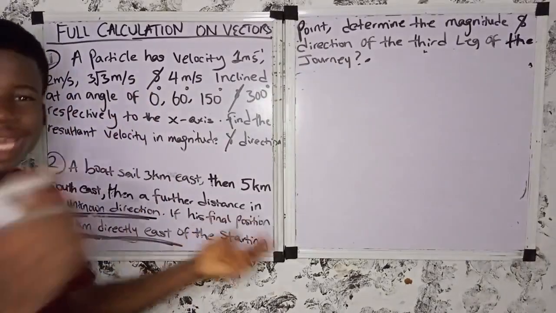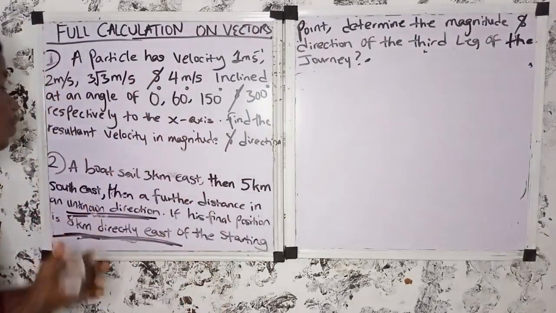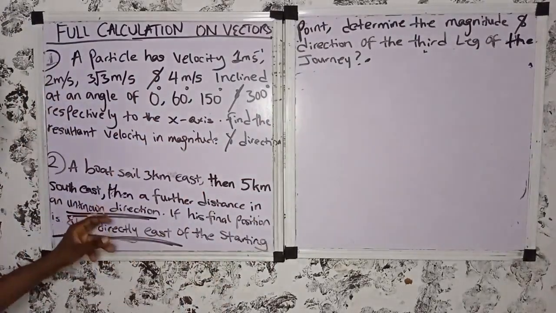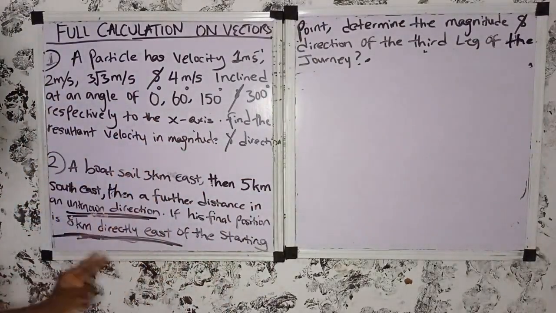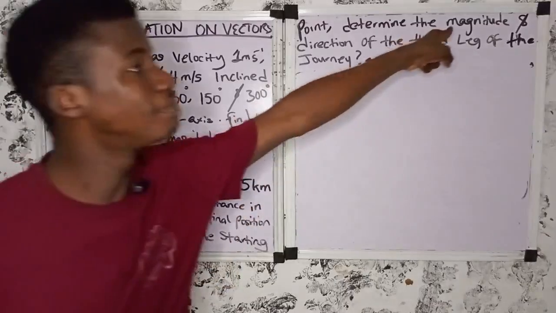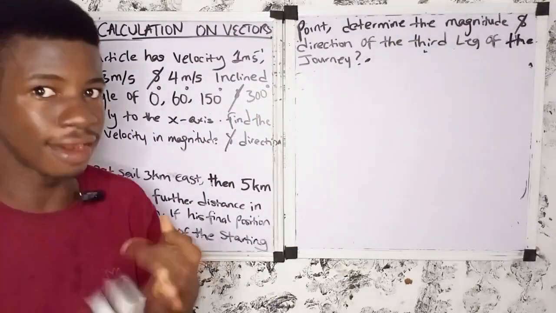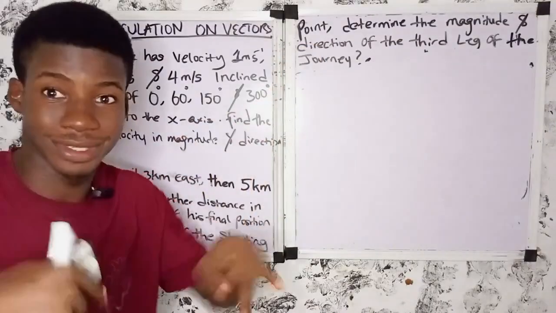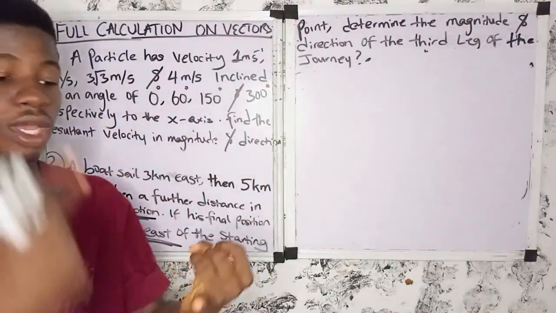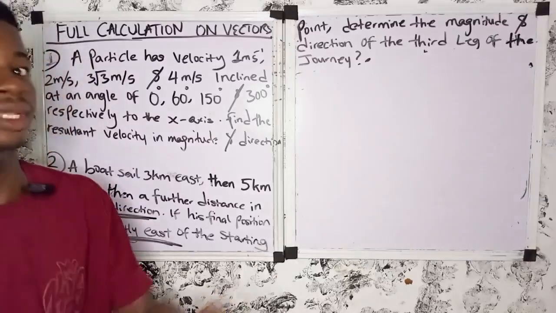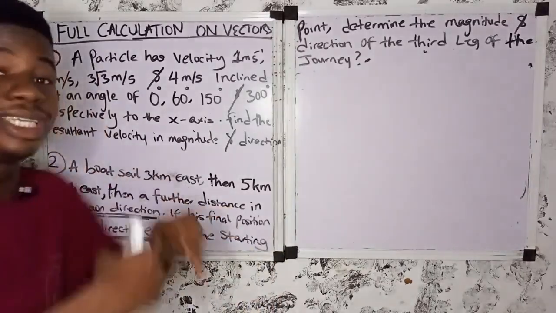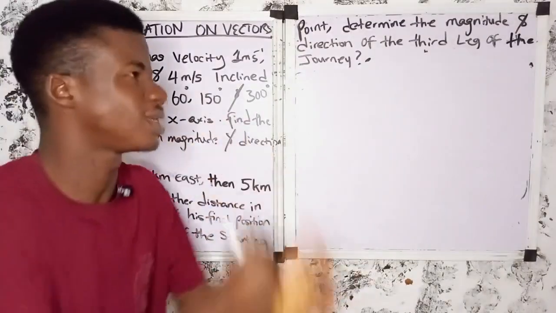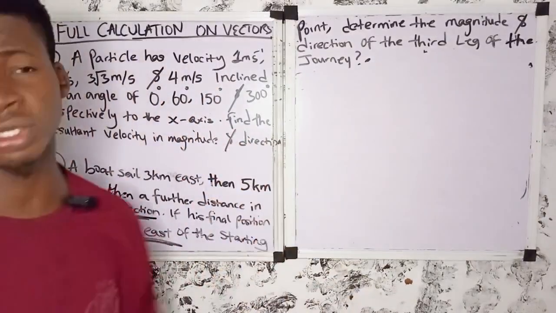Forget about the leg, it's just English. What are we looking for? We are looking for the magnitude of that unknown vector as well as the direction. Remember, the direction is unknown, so we are looking for the magnitude of that vector as well as its direction. This is resolution of vectors.